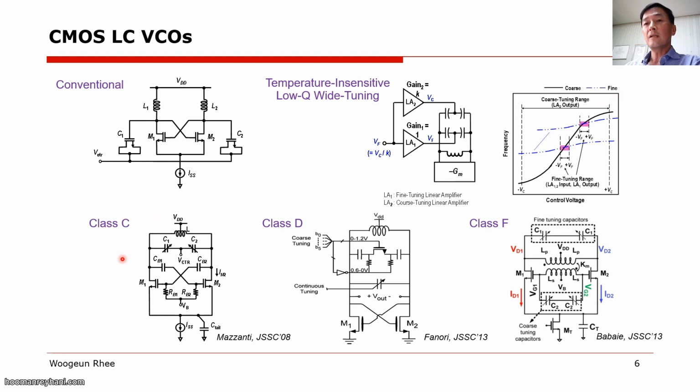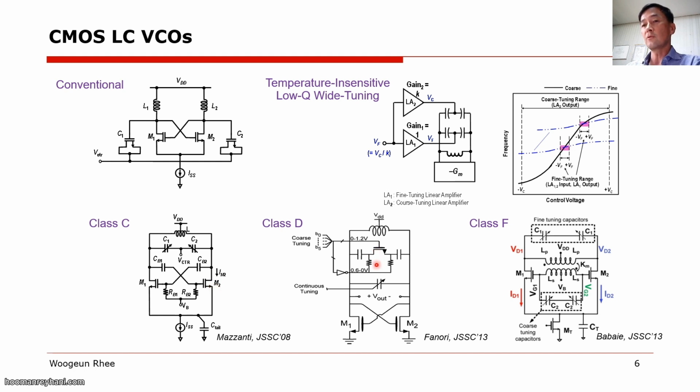And then class C, how class C is developed. One of the reasons is that once this M1, M2 pair enters the triode region, then this one becomes more resistive, and this will degrade the Q collective effect of the LC tank. So how to guarantee that M1, M2 operate always in saturation mode? This is the basic idea of the class C.